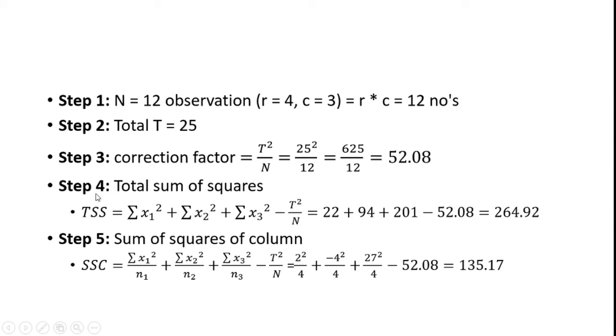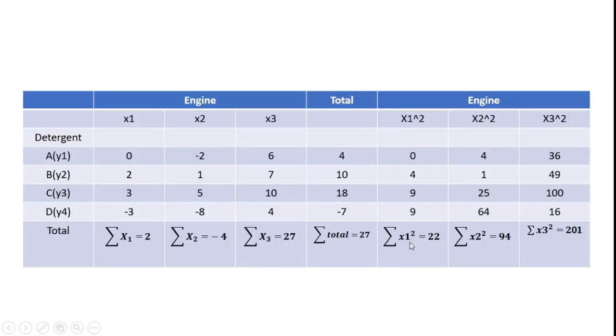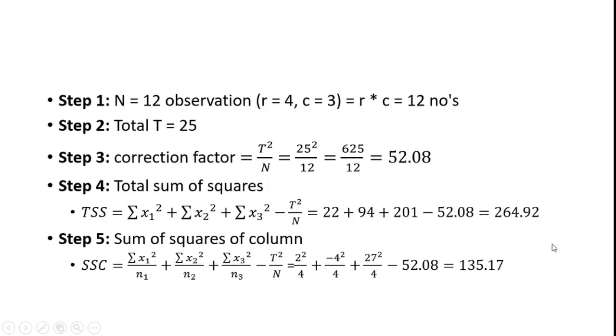And then step 4, total sum of squares. How do I identify the total sum of squares? TSS is equal to, as I already found from the table, the summation of x1 square, summation of x2 square, summation of x3 square, and also the correction factor. So the total sum of squares deals with the addition of summation of x1 square plus summation of x2 square plus summation of x3 square minus the correction factor. The correction factor is T square by N.